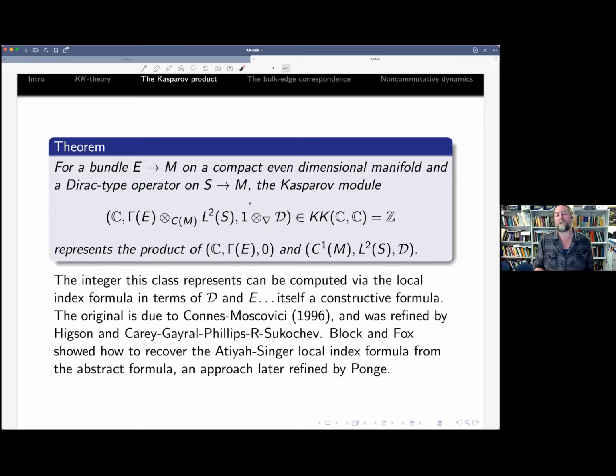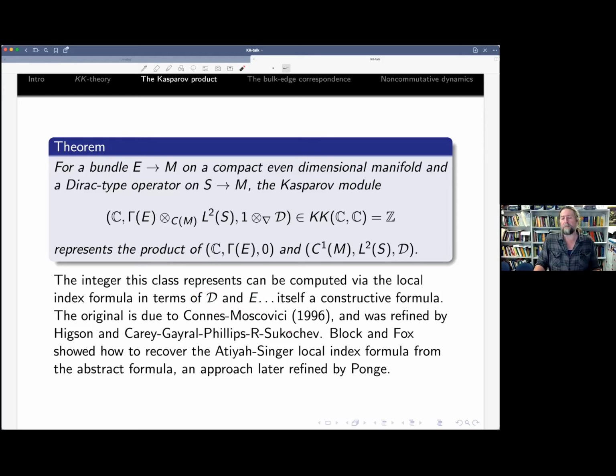And of course, now you have to take the index of the lower left corner of this 2 by 2 matrix operator to realize exactly what the integer is. At this point, probably the easiest thing to do is use the local index formula of Connes-Moscovici, which computes the answer in terms of D and, well, the projection associated to E. And so this is in itself a constructive formula for the local index, for the Kasparov product in a particular case. And it's a whole other story, which we should probably not get stuck in.